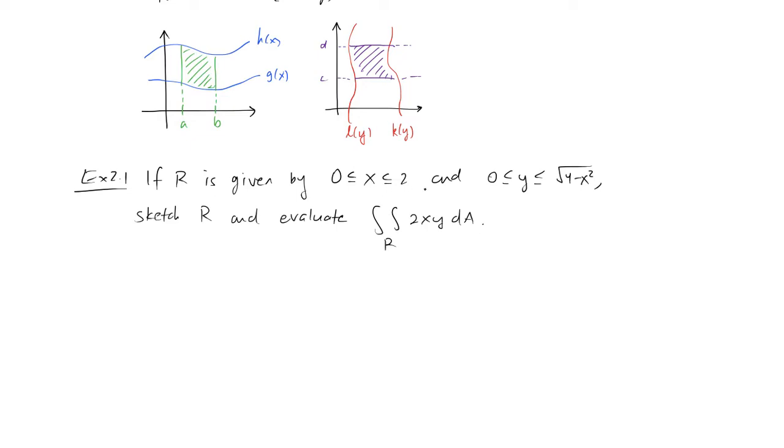So if R is given by this simple region, we want to sketch the simple region and then evaluate this integral over that region. So we'll start by sketching the region. So x ranges between 0 and 2. And y ranges between 0, that's a function, and root 4 minus x squared, which looks like this. Okay, so our simple region is this quarter circle.